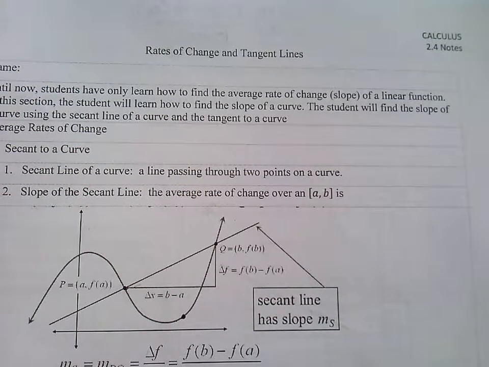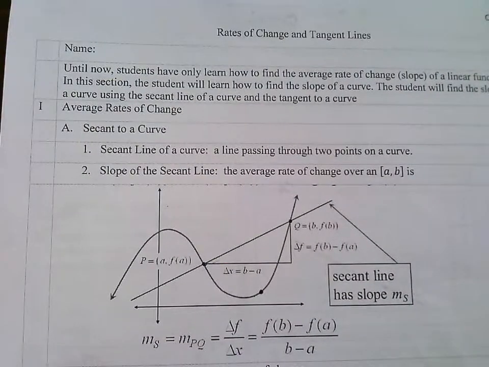Okay, so let's talk about average rate of change. You've heard rate of change before. Another name for rate of change is the slope. As of this point, you have been only able to find the slope of a linear line. You've never been able to find the slope of a curve. Well, this is how you find the slope of a curve.